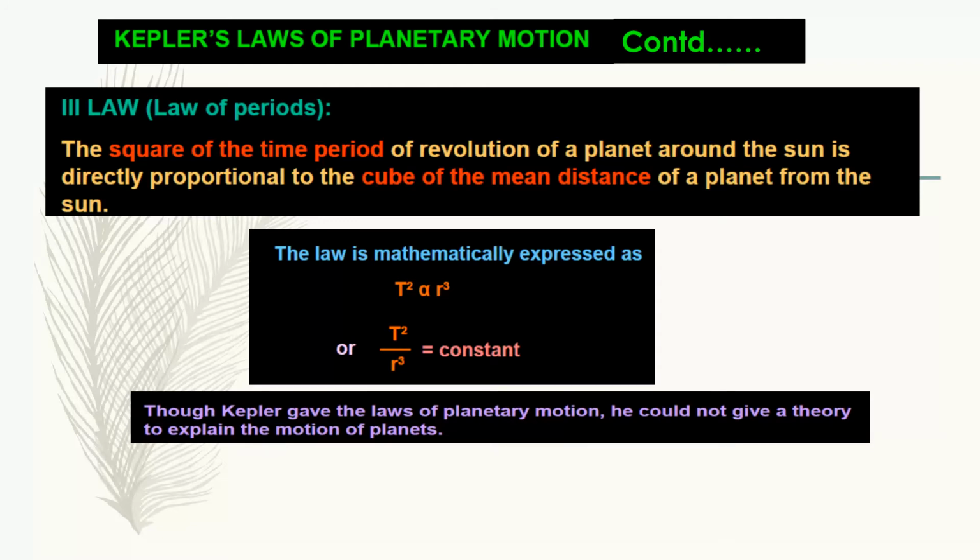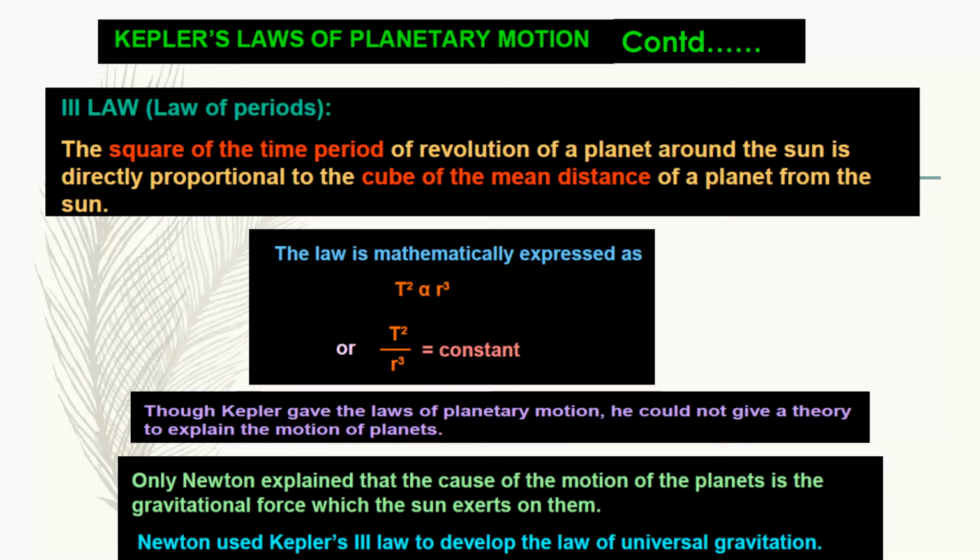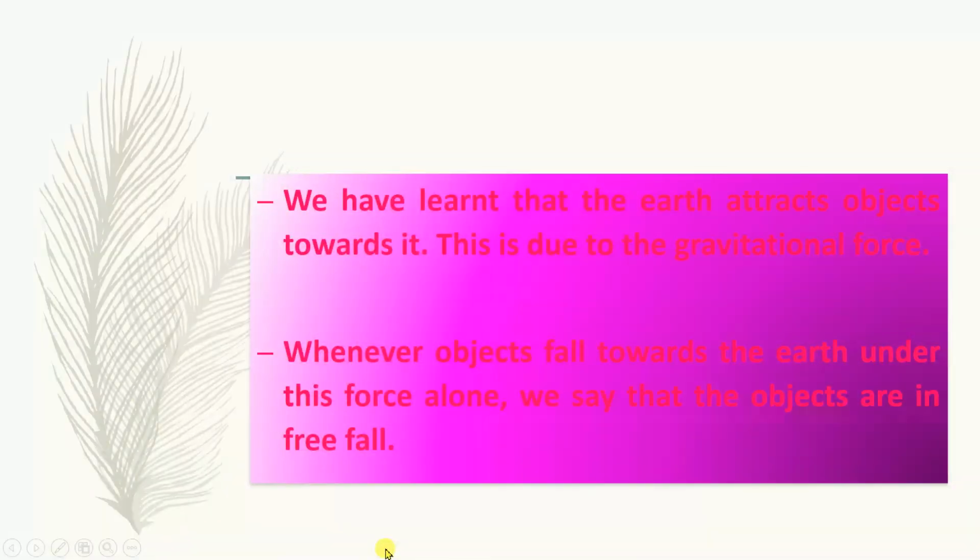Okay? Kepler has given these laws, but he could not explain the motion of planets, and that was explained by Newton, as I have already discussed with you. And Newton was the first person who formulated the formula for gravitational force. So Newton has used Kepler's third law. Now we have learnt about Kepler's laws. Let's come to the next topic.